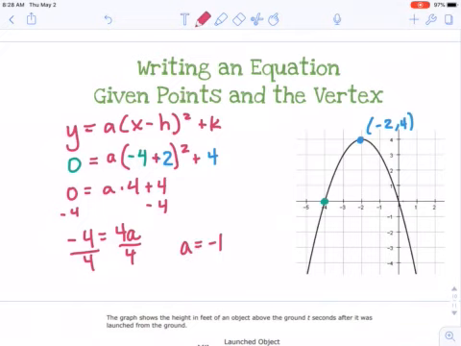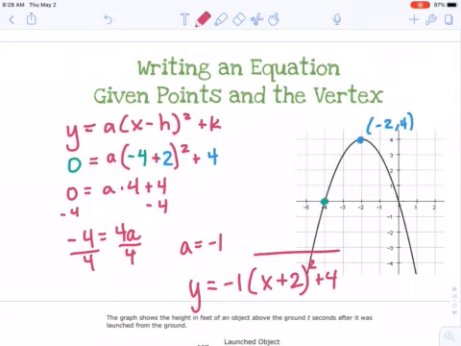Now I'm able to actually write the equation. So y equals, I'm going to write that negative 1 in there, x minus, nope, plus 2, because I'm using the vertex, plus 4. That would be my equation.